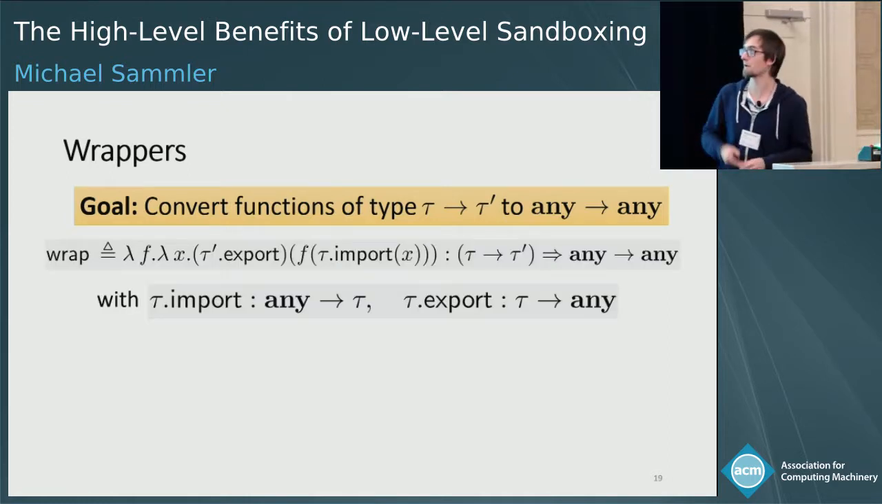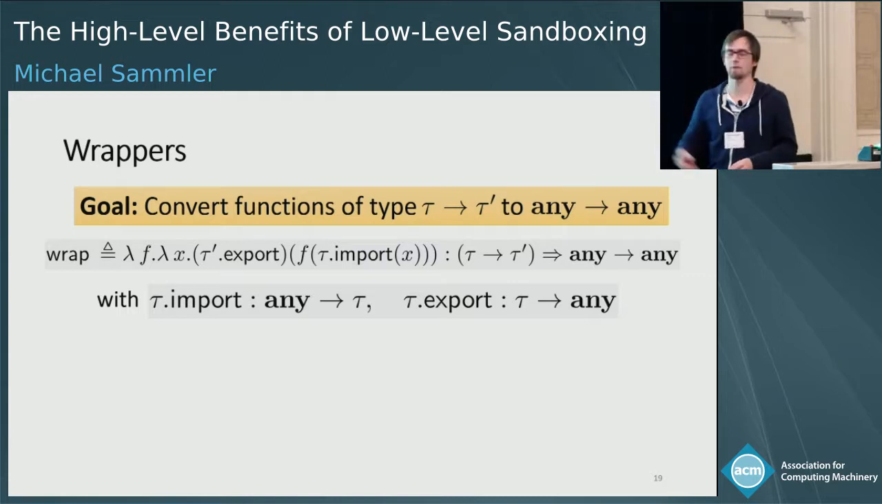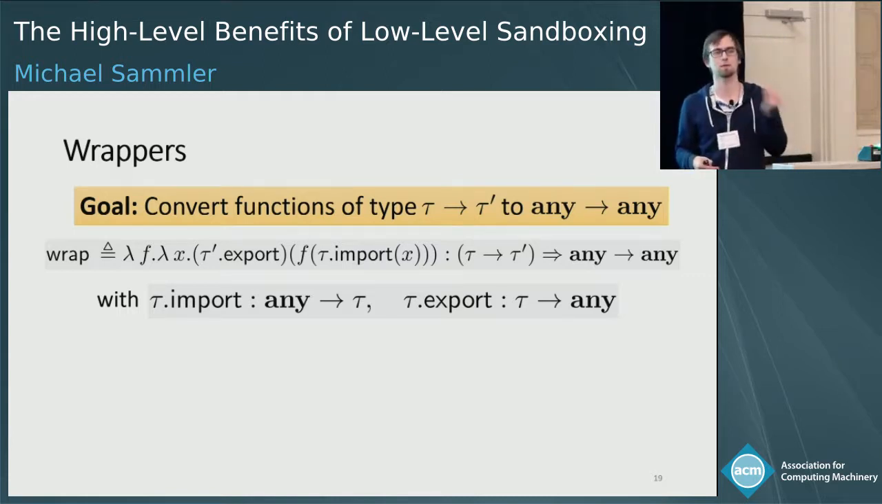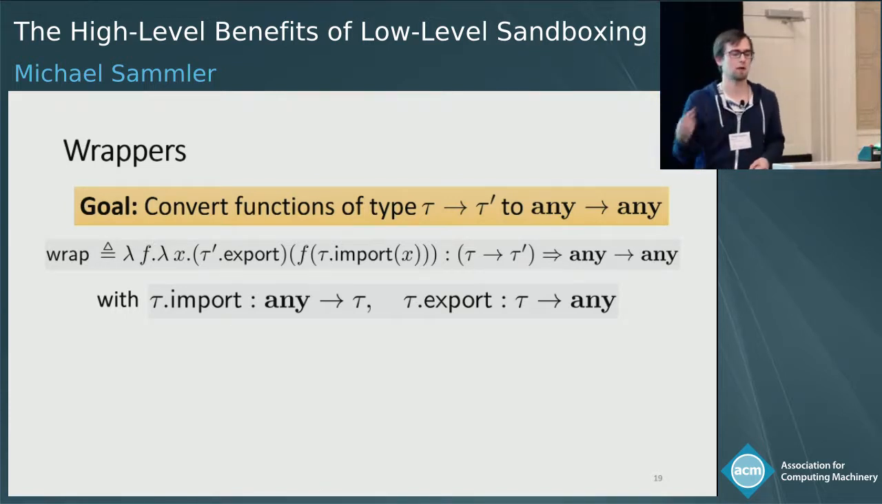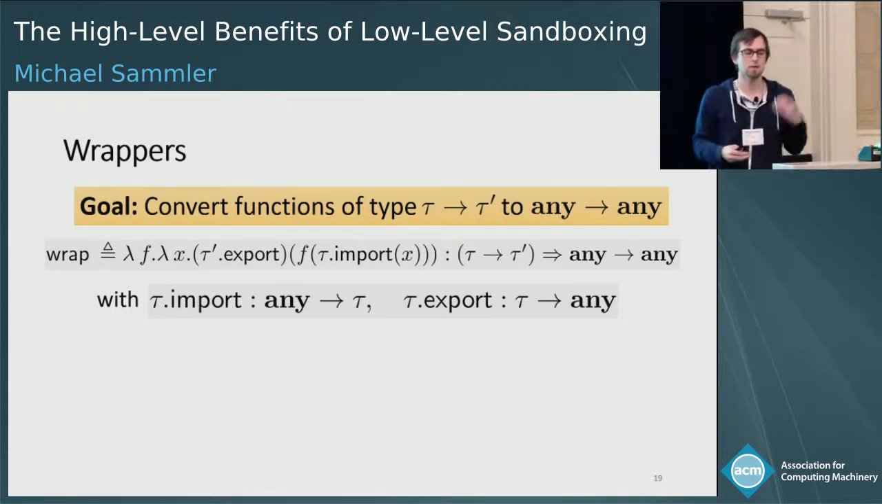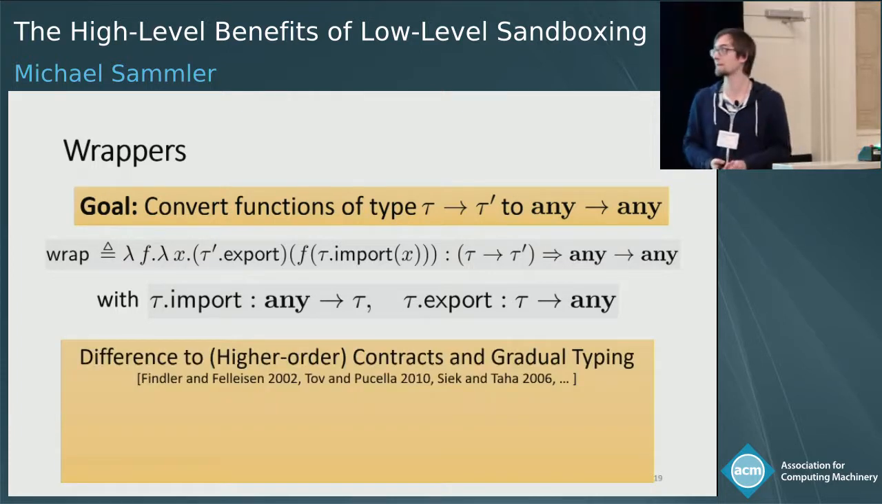And we do this by allowing each type to provide an import function, which tells you how to convert from any to tau, and an export function, which tells you how to convert from tau to any. Once you have these functions, you can easily wrap a function by first calling import on its argument, then the original function, and then export on the result. And to some of you, this might seem very familiar.